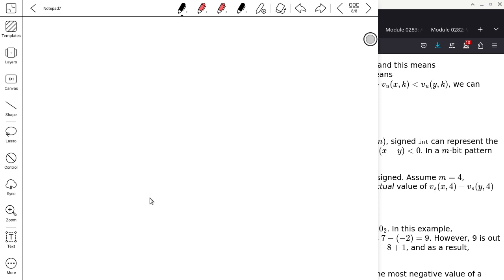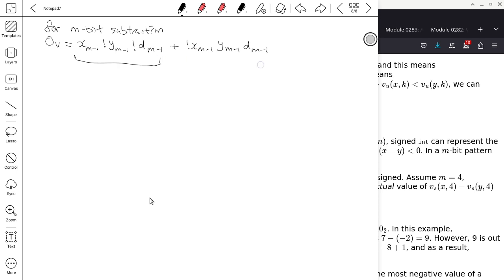So if I were to generalize what overflow is, okay, so for m bit subtraction, the overflow flag is x of m minus 1, the negation of y of m minus 1, and the negation of d of m minus 1, or the negation of x of m minus 1 and y of m minus 1 and d of m minus 1. This is a conjunction, this is a conjunction, and then the 2 conjunctions are ORed in order to tell us whether we have an overflow or not.